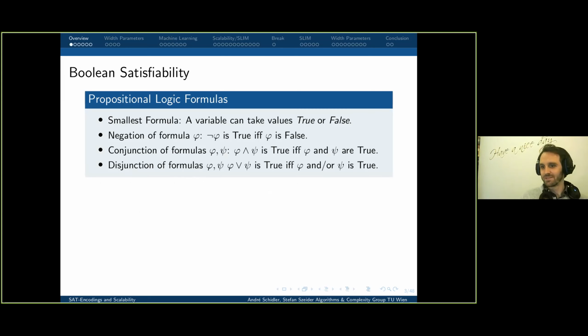So yeah, the prelims, probably not necessary for the crowd I see, but it's just weird to talk for 2 hours about SAT without ever introducing the basic problem. So we're talking about propositional logic formulas, where the smallest formula is just a variable that can take the value true or false. We can build larger formulas by negating a formula. The negation is true if the original formula is false. We can join two formulas either by conjunction or disjunction. For the conjunction, the resulting formula is true if both parts are true, and for disjunction, the resulting formula is true if either or both of the smaller formulas are true.